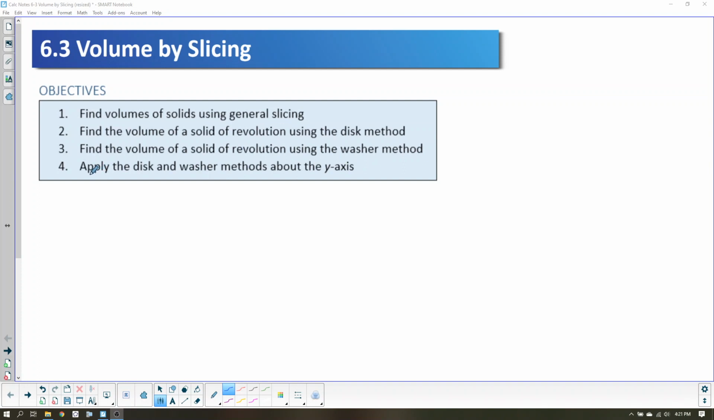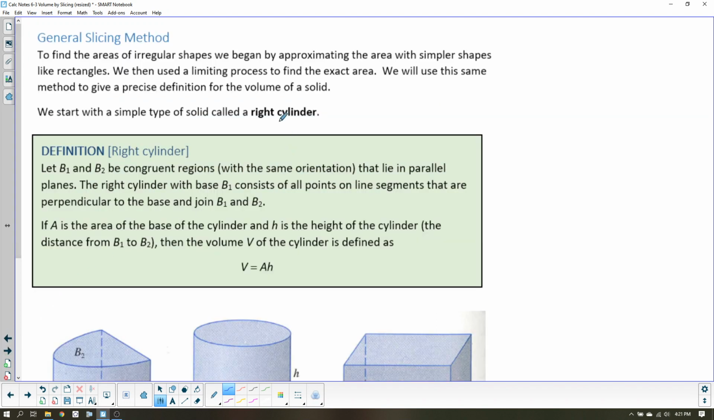And then we will apply those methods to solids of revolution that are rotated about either the y-axis or maybe a different line. Okay, so let's start by talking about the general slicing technique.